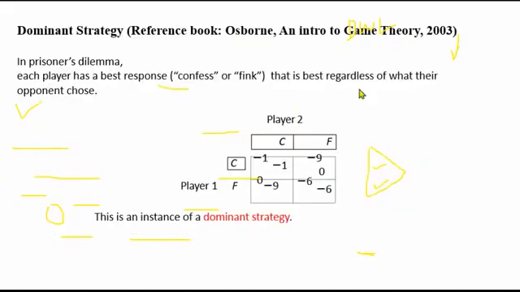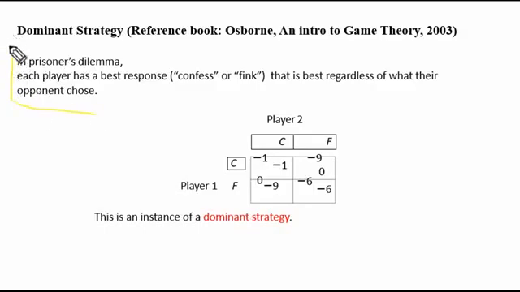So the next option is dominant strategy, right? Basically it is found in game theory. The reference for this is Martin J. Osborne, in the book called An Introduction to Game Theory. I will provide the link for this book. It's very simple: the game is called Prisoner's Dilemma.